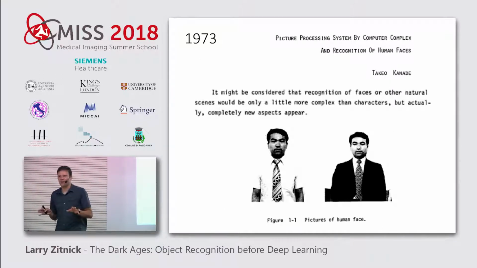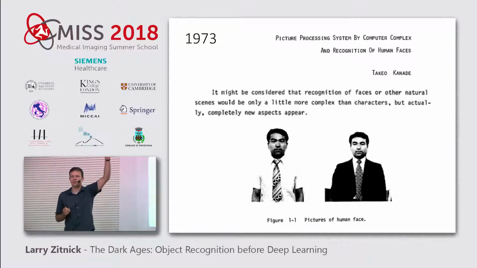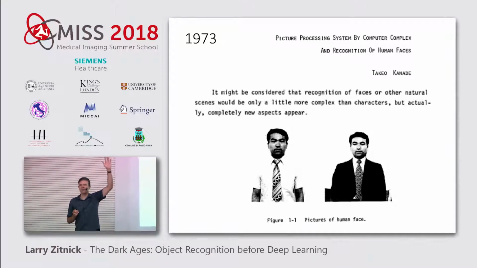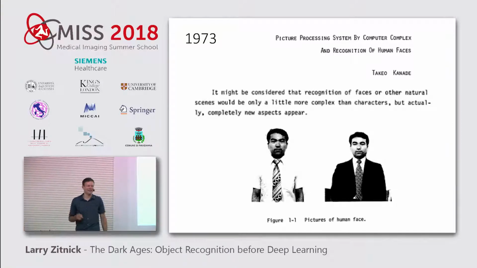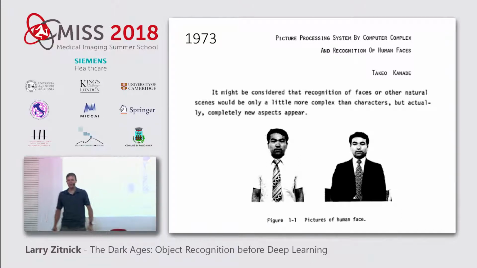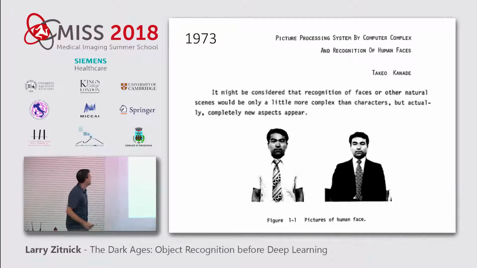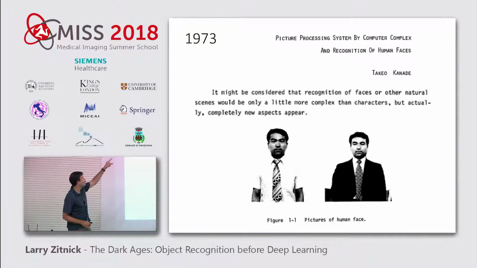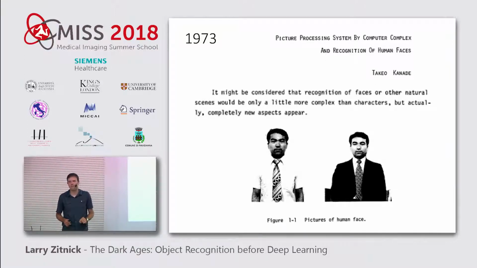Now, let's fast forward 5 years. How many of you know Takeo Kanade? Lucas Kanade, the paper? Takeo Kanade? All right, nobody knows. I think this is probably the earliest photo. I think this is Takeo Kanade right here, a picture of him in 1973 as a graduate student. One thing I want you to notice is his thesis title: Picture Processing System by Computer Complex and Recognition of Human Faces.